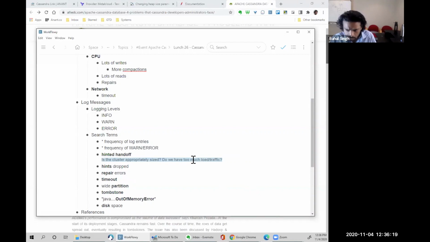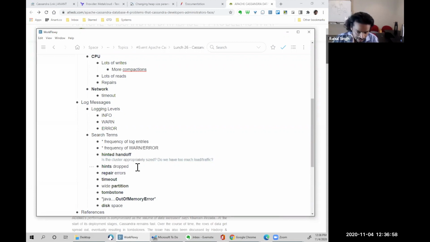Hinted handoff is useful. But let's say you look at it and you say, you know what, this is fine. Sometimes we get more traffic. Sometimes nodes are busy. Not a big issue. The next thing related to hints that is an actual problem is hints are dropped. Now, hints don't drop unless a machine is down for 3 hours. That's a very big problem, right? Hints are being stored, and if it's within the 3 hours, they'll get replayed if the node comes back up. But if the node doesn't come back up, then these hints are dropped.